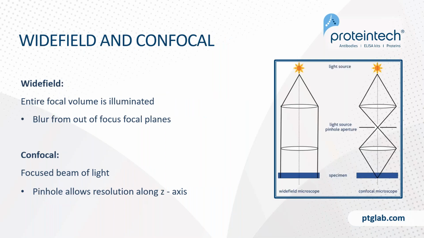There are two common types of microscopes that we use for immunofluorescence. Wide field is the most common, and this is where the entire focal volume is illuminated. However, you can get some blur from out of focus planes. The confocal microscope is different because this has a pinhole aperture, and it allows us to create a focused beam of light. We get multiple images, therefore having resolution along the z-axis.